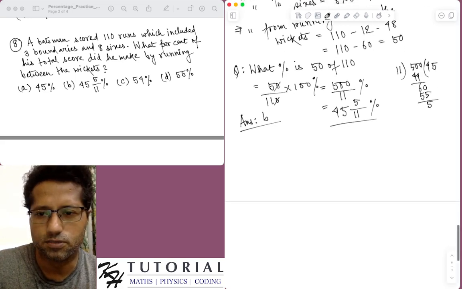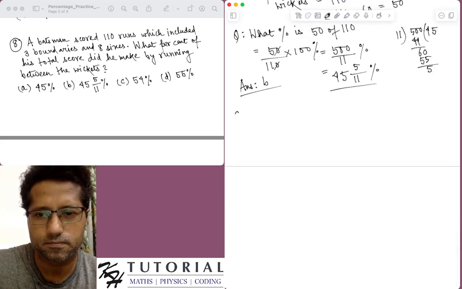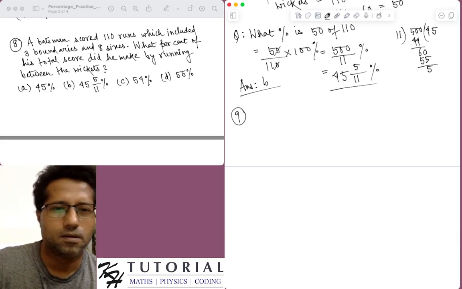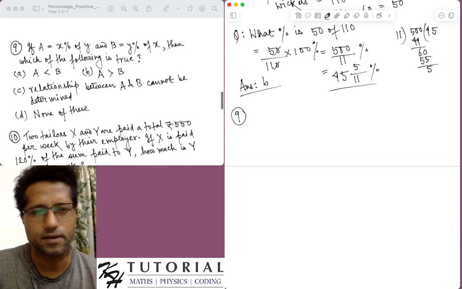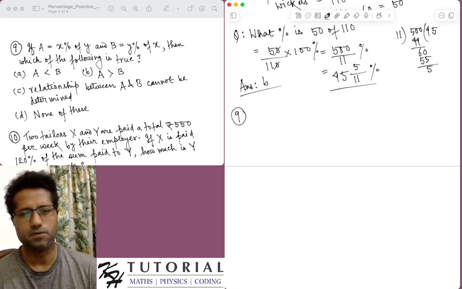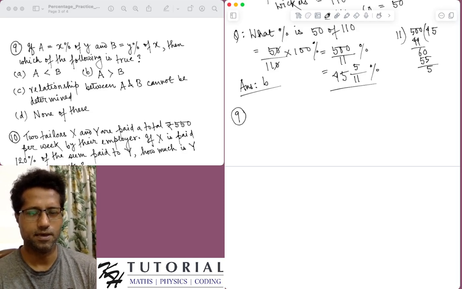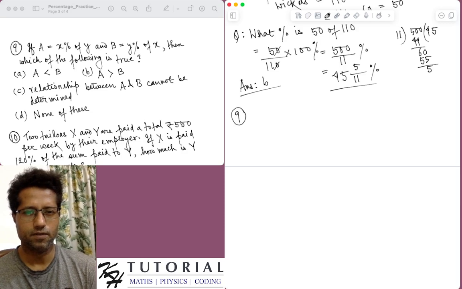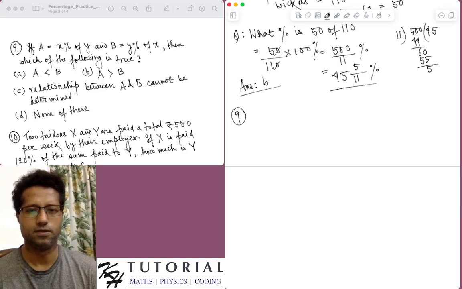Okay, let's do problem number 9. Problem number 9 says that if A equals X% of Y and B equals Y% of X, then which of the following is true? Some choices are given, like A less than B, A greater than B, relationship between A and B cannot be determined, or none of this.